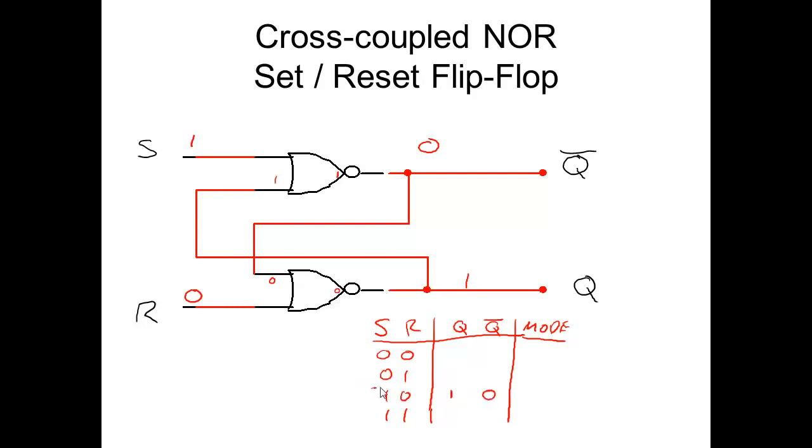So if S is high and reset is low, we get a high on Q and a low on Q naught. Let me put a line here to divide this up a little better. So you've got a high on Q, low on Q naught. This is called the set state of the flip-flop.